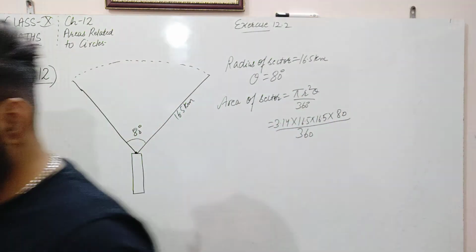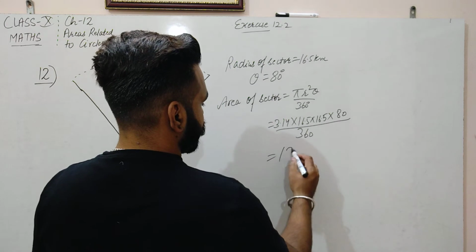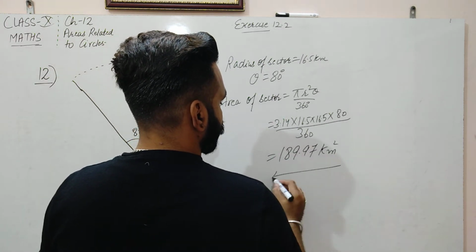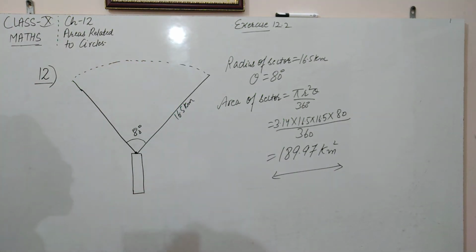So we need to solve now. So the answer will be equals to 189.97 kilometer square. Because the radius was in kilometers, so the area will be in kilometer square. So this was question number 12.